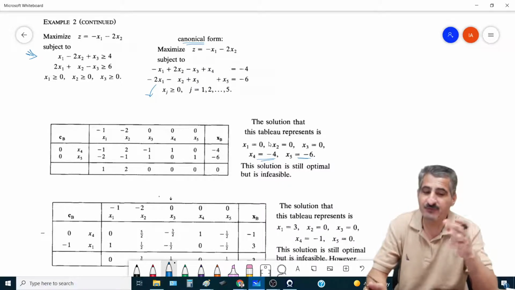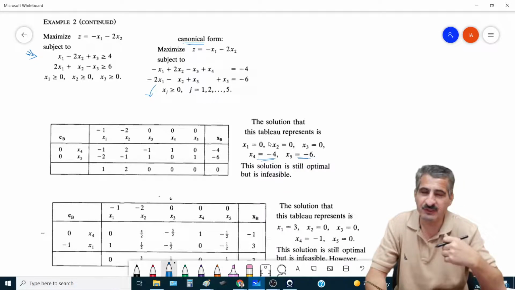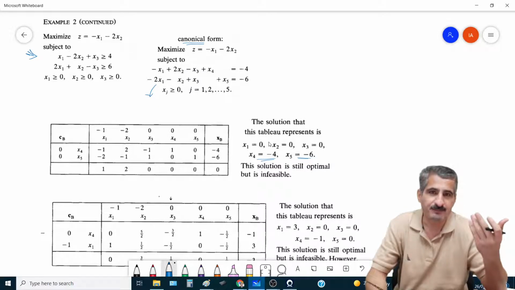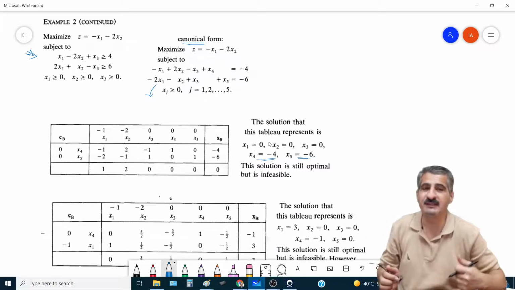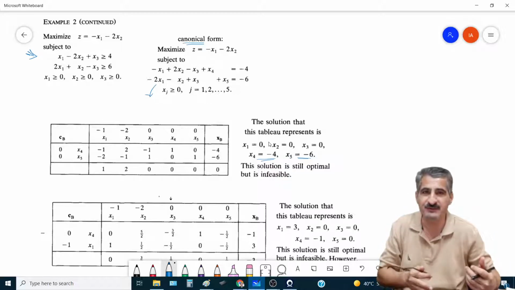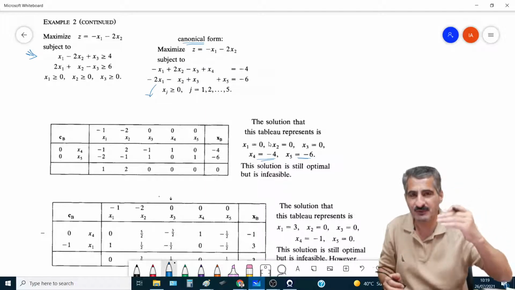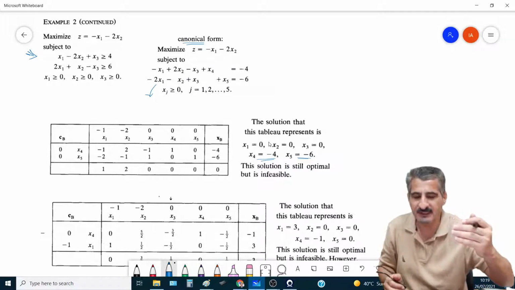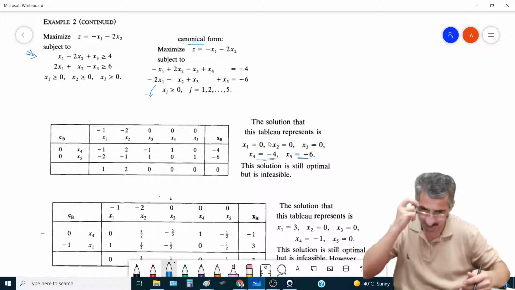So we have -4 and -6. We do the pivoting, then one of these negatives will disappear and be replaced by a positive. We do pivoting again, then the other negative will disappear, and then we have two positives, then the solution is feasible. So doing the simplex method now will make the feasibility come out step by step.